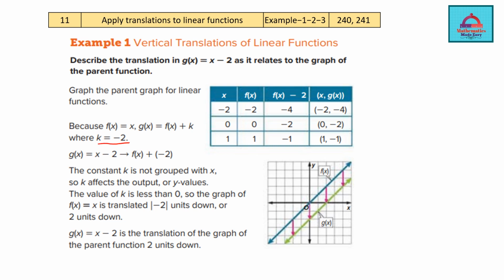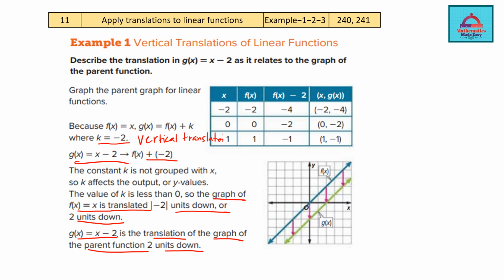k is minus 2. So therefore k equal to minus 2. This is the vertical translation. So the graph is going to go down by 2 units. You can see 1, 2, 1, 2, 1, 2, and this green graph is the new graph of g(x). So it has gone down by 2 units. So therefore the graph of f(x) = x is translated 2 units down to get the graph of g(x), and it is a translation of the graph of the parent function 2 units down.